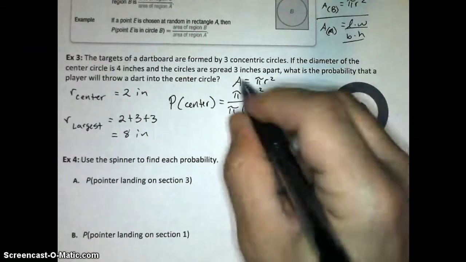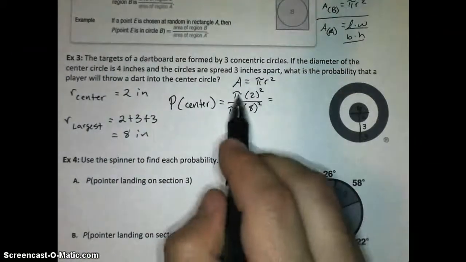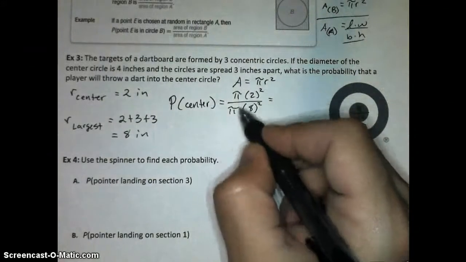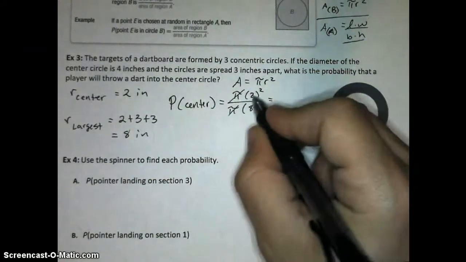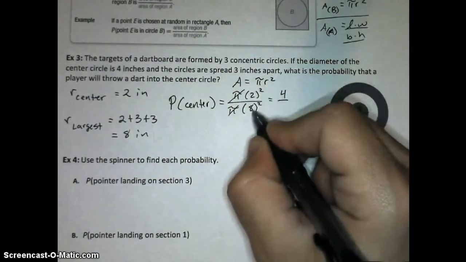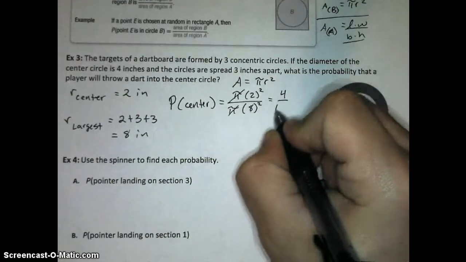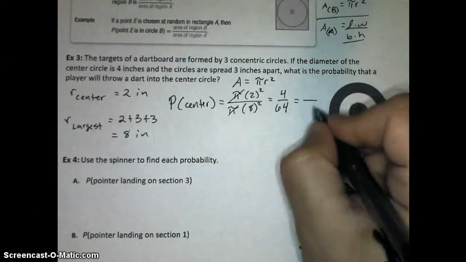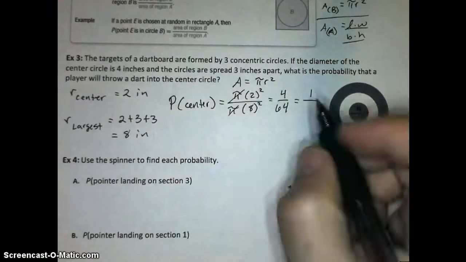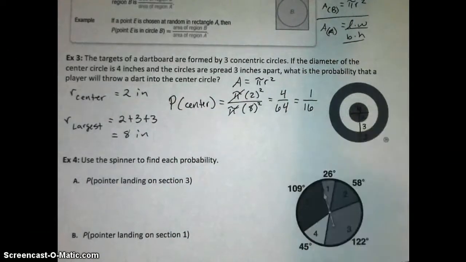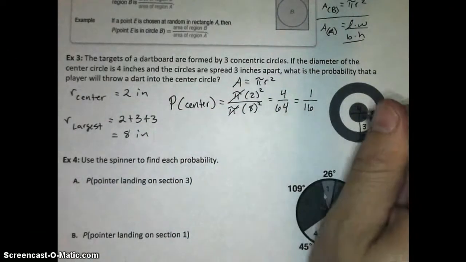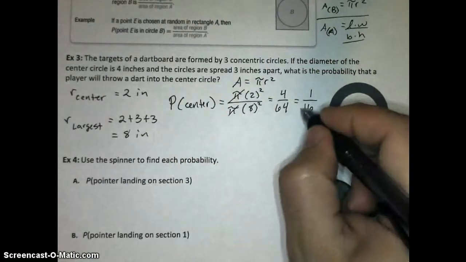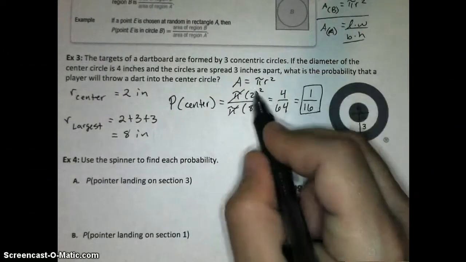Now what you notice about this when we do our probability ratio, the pi values cancel out. And 2 squared becomes 4, 8 squared is 64, and if I divide both of those by 4, I get 1 out of 16. So the probability of landing in the center of the circle is 1 out of 16, because we found the areas of both.